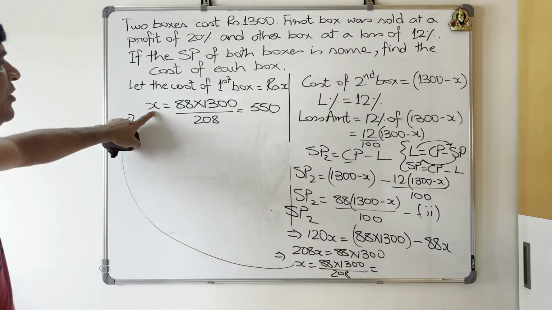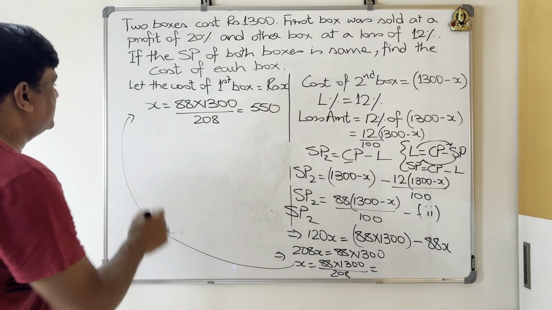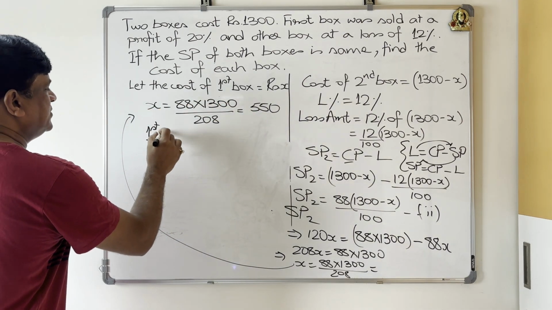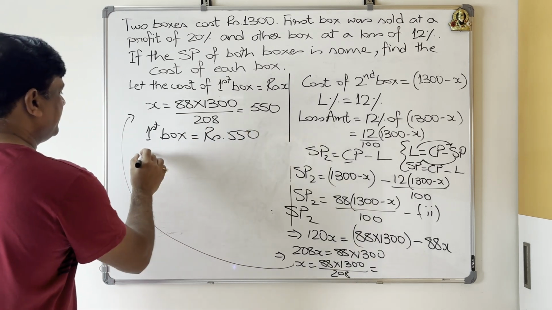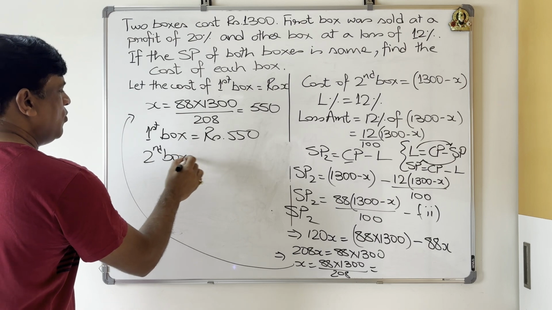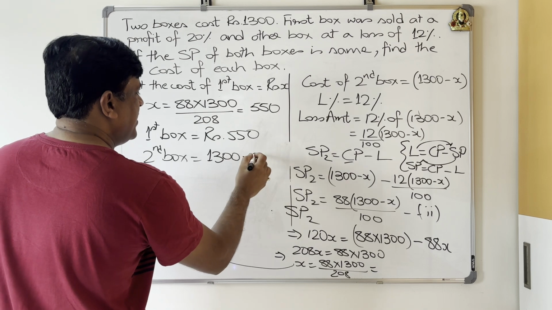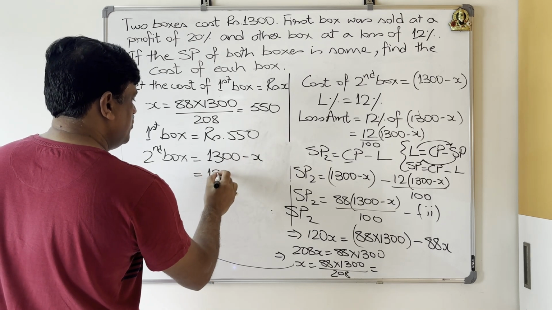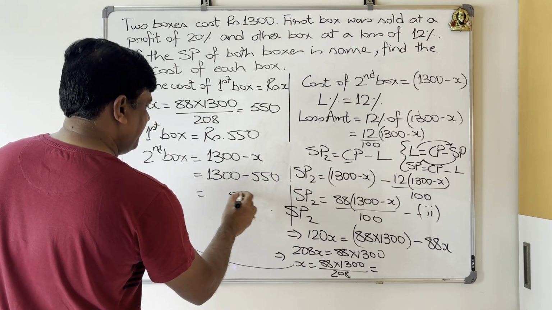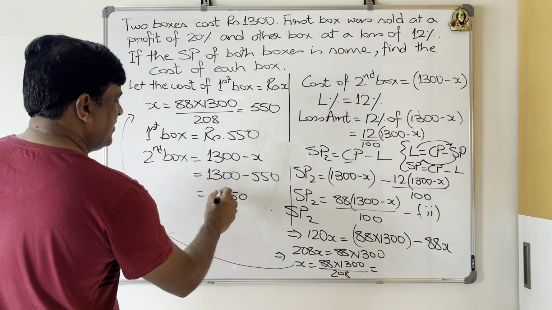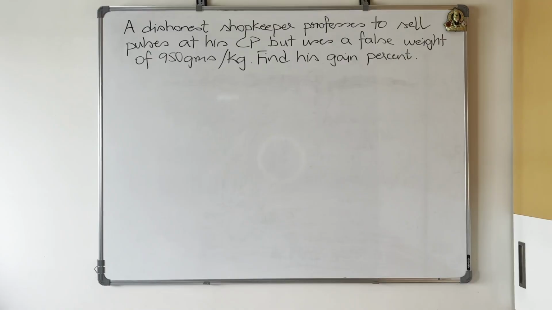So you got the value of x. What was the value of x? x was the cost of the first box. So your first box costs rupees 550 and your second box was 1300 minus x. So 1300 minus x is equal to 1300 minus 550, so it will be 750. Look at it. So that's the answer.